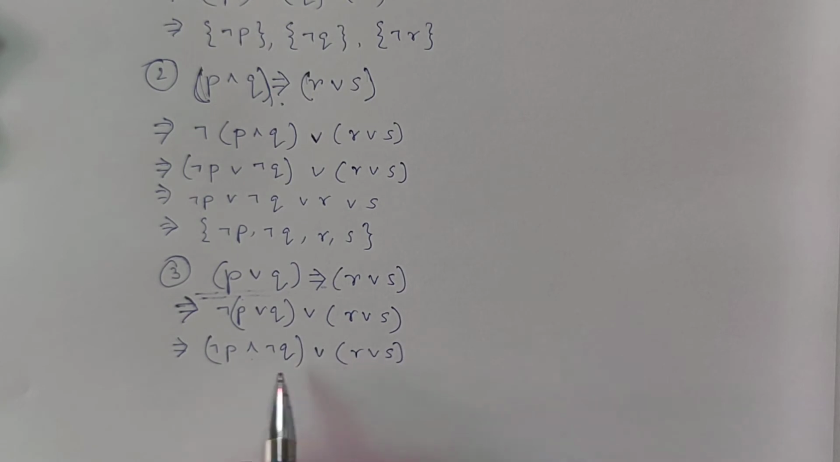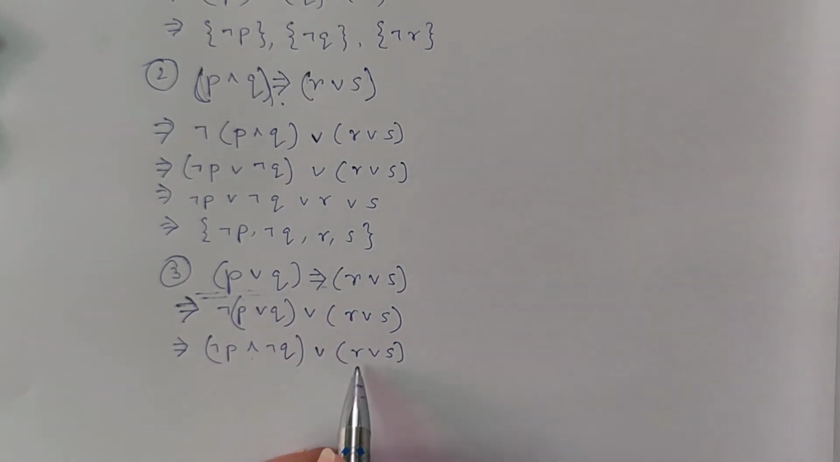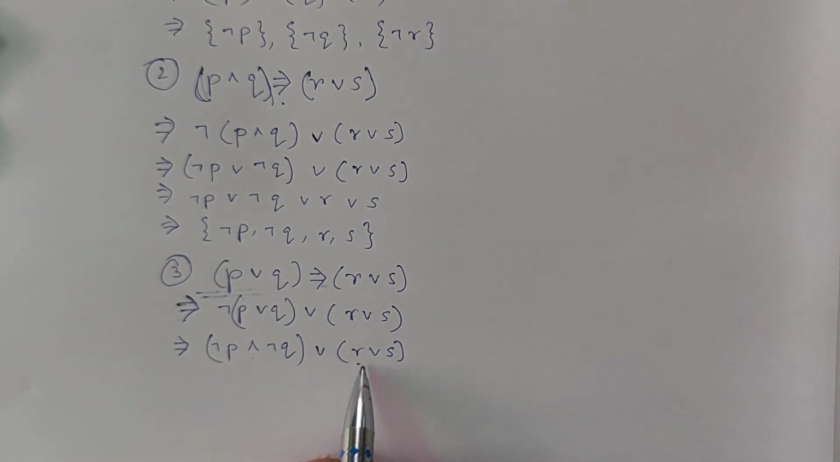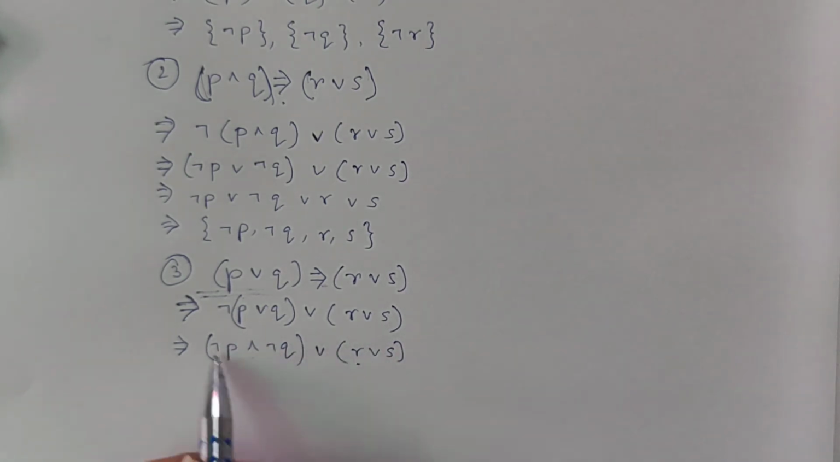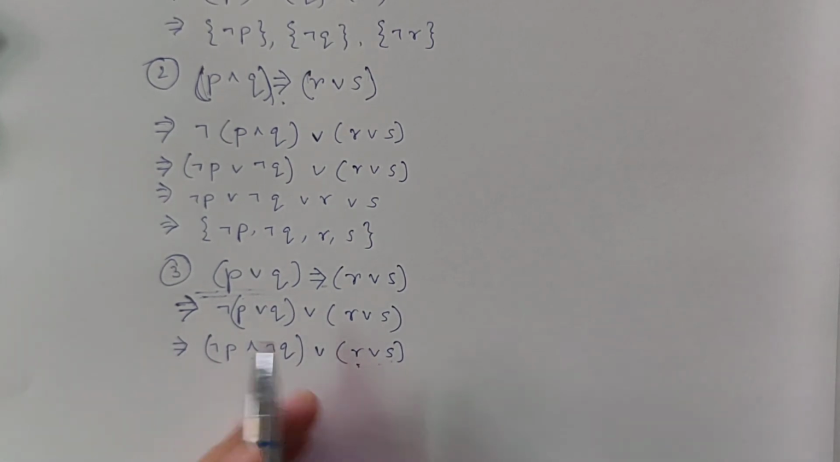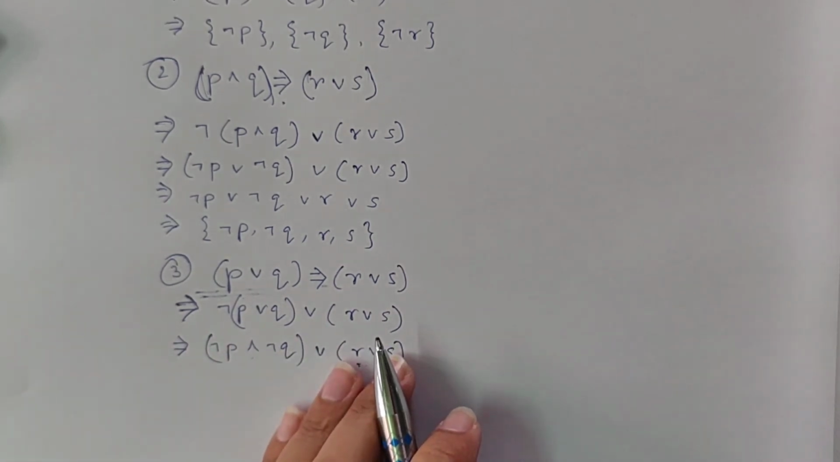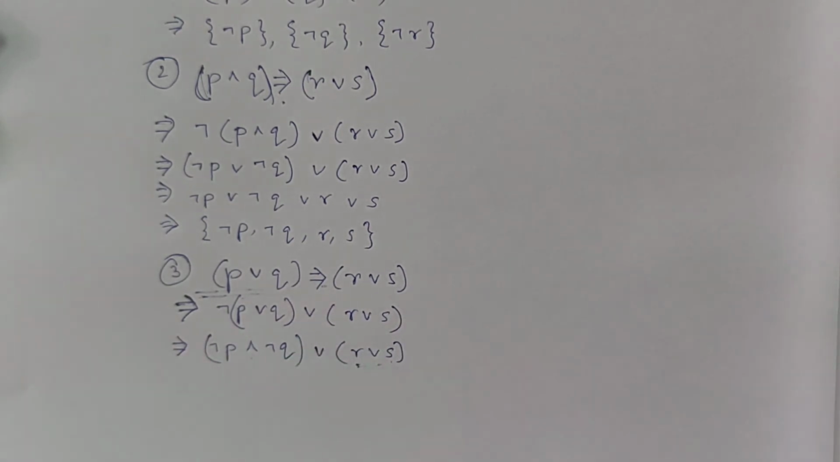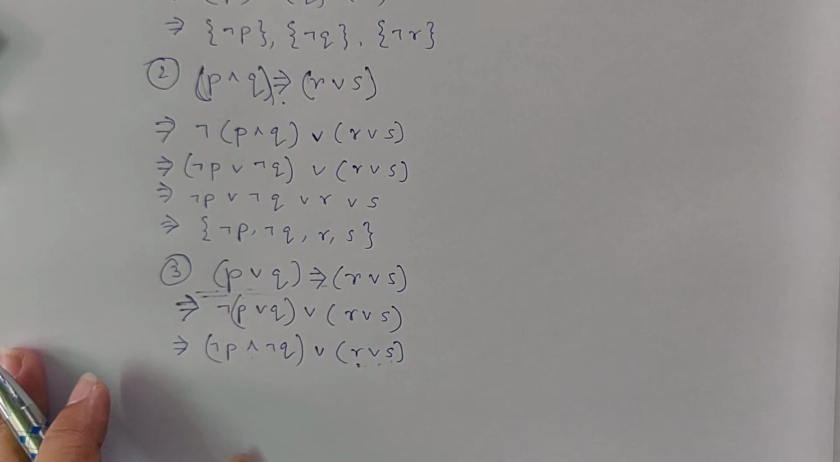When does this entire sentence become true? If either one of R and S is true, R or S will become true. If R or S is true, then this is an OR, so this thing also becomes true. But if R and S are both false, then not P and not Q have to be true at the same time, right?